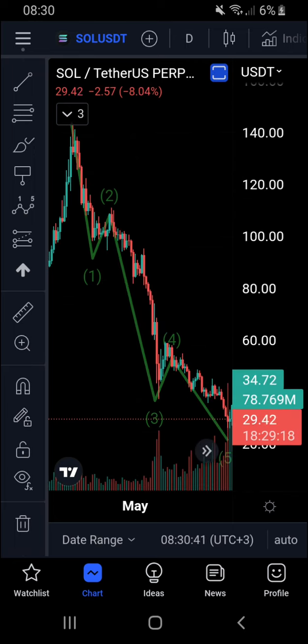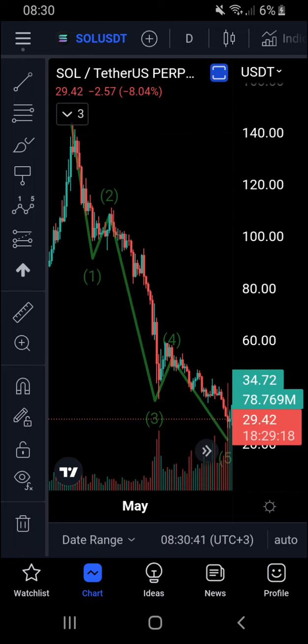We wicked above, we pushed above and came back into the channel over there, and we came down and broke down the channel, liquidity grab again, and now we're hitting our heads in the middle of the channel, and we're about to break the channel. Actually, we've just broken the channel while I'm recording this.